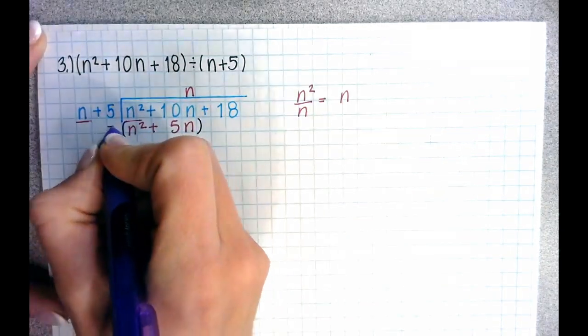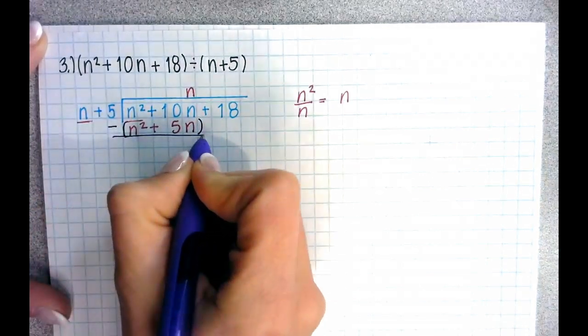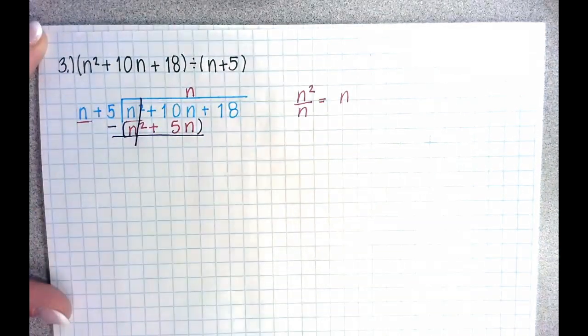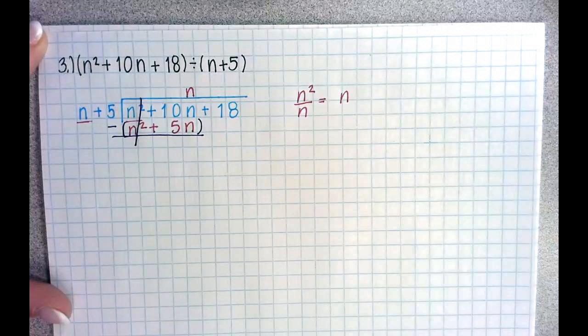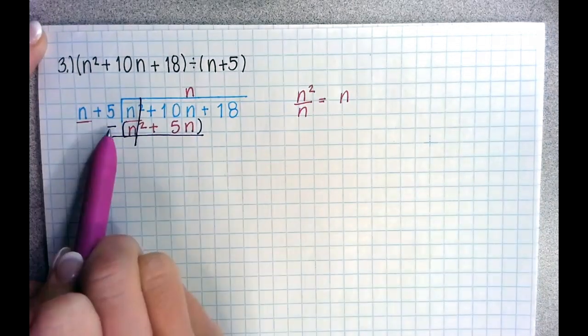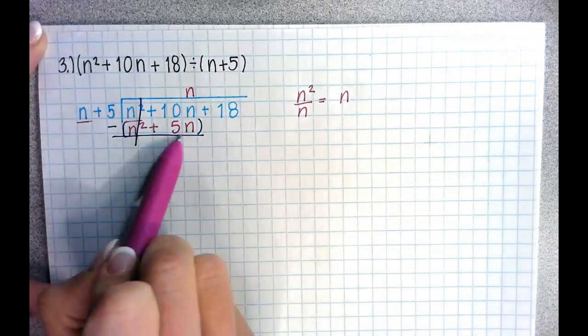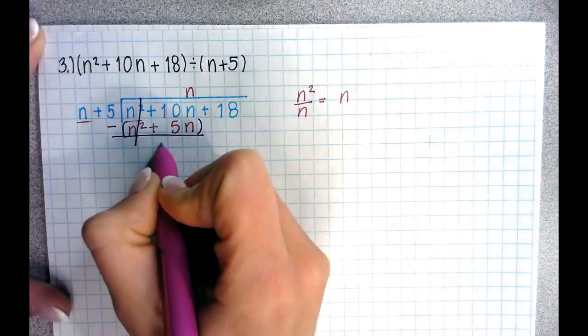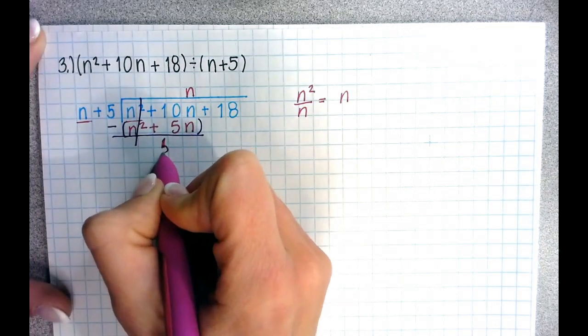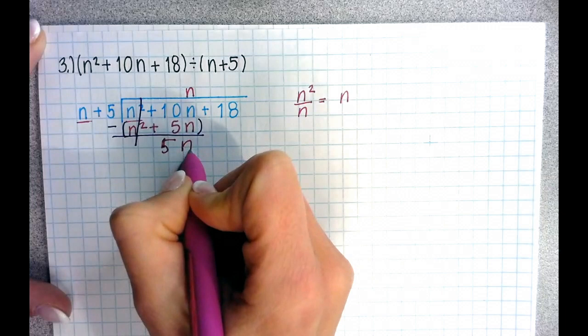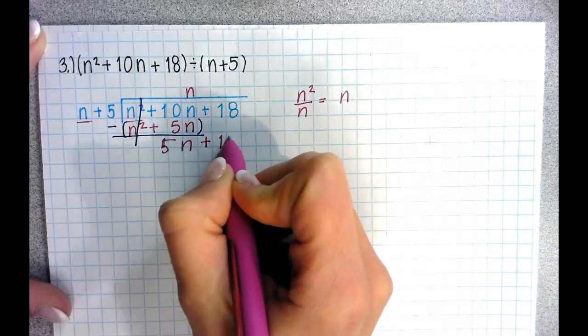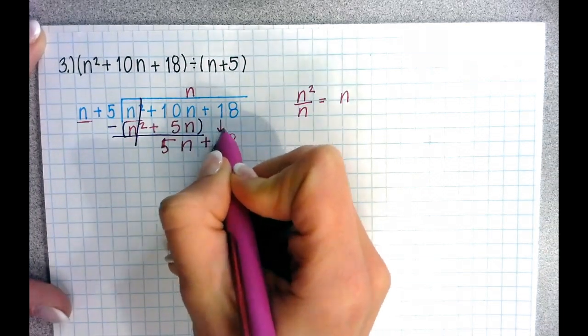From there, parentheses, minus sign, underline, and cancel. We do our subtraction. 10n minus the 5n. You should not be getting 15. You should be getting 5. I almost wrote 15. n plus 18 drops down. So that comes down right here.